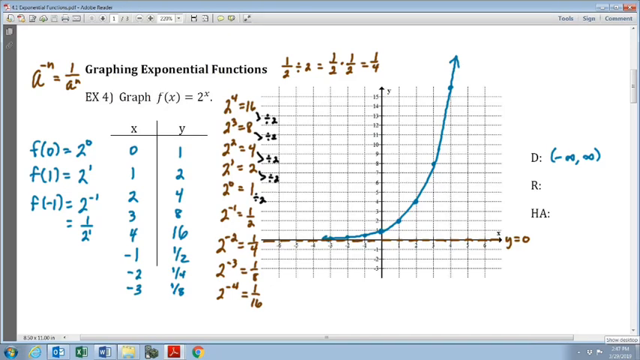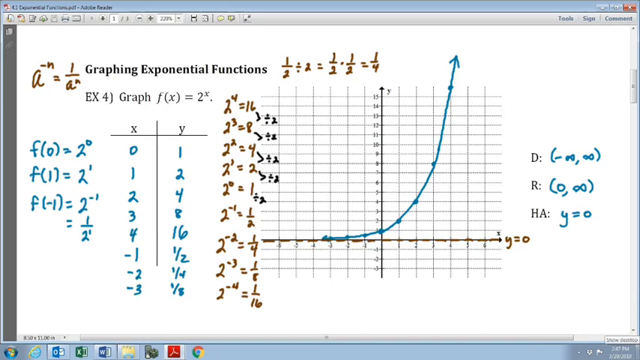Now for the range, we're going from the lowest to the highest point and looking at y values. Notice the y value never quite reaches 0, but there is no highest y value because the graph goes up forever. There is no highest point. And so 0 to infinity is your range. And of course we said y equals 0 was the horizontal asymptote.